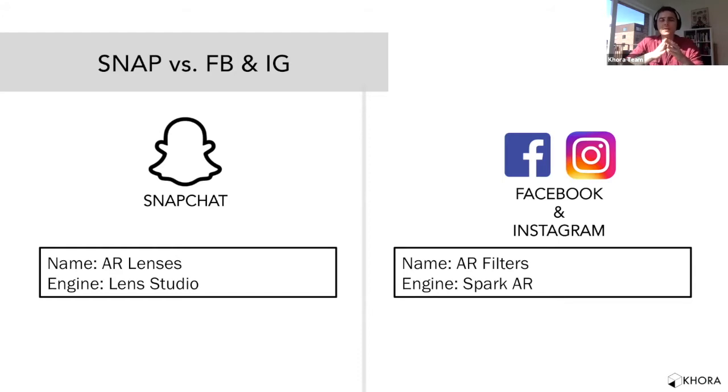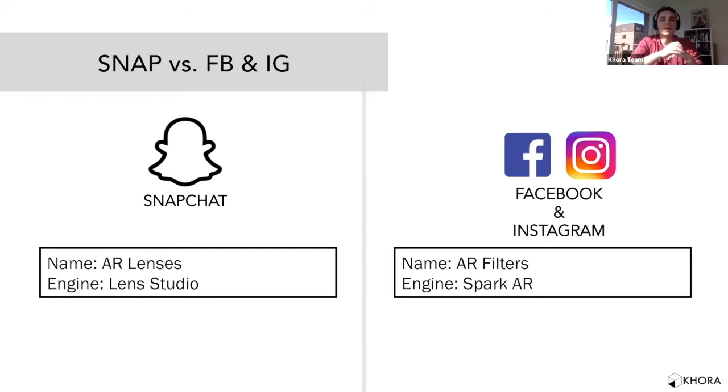Another difference is the platform they use to build, so the engines. Snapchat uses Lens Studio, and sorry, Facebook and Instagram use Spark AR. This is important to distinguish because, for example, if you want a filter to be distributed on both Snapchat and Facebook and Instagram, you need to keep in mind that when you're building a filter on Snapchat, you cannot simply copy and paste it into Facebook or Instagram and publish it right away. Of course, you can reuse some models from the Snapchat filter, but there might be a lot of work that you need to reprogram afterwards.